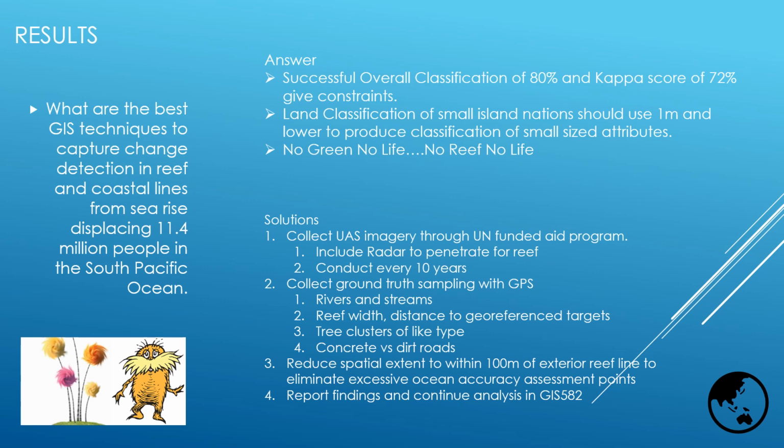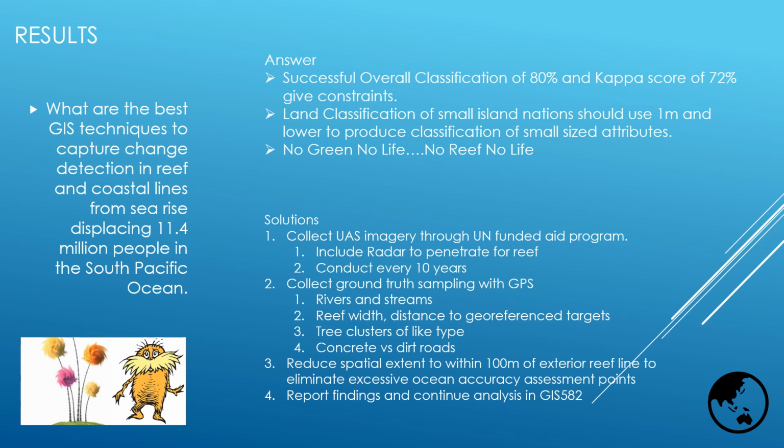No green, no life. We also have no reef, no life, because if people can't fish, then they're going to go and cut down trees, and next thing you know, it'll be Easter Island all over again. Solutions I have for this are, the UN starts a program where they fly UAVs over all of the Oceania islands every 10 years and make these change differences known to the world, and have a plan for relocating these people later on.